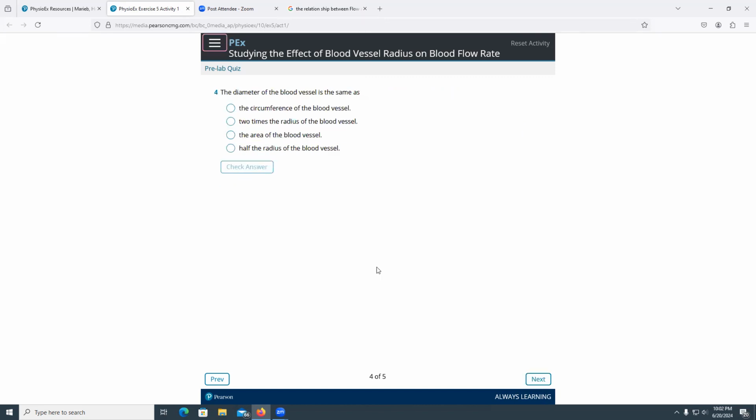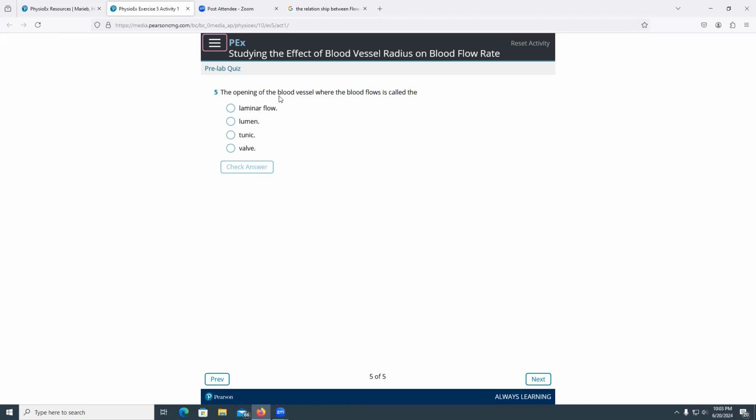So let us now move on. The diameter of the blood vessel is 2 times the radius. The diameter is 2 times the radius of the blood vessel. So the diameter equals 2 times R, the radius.